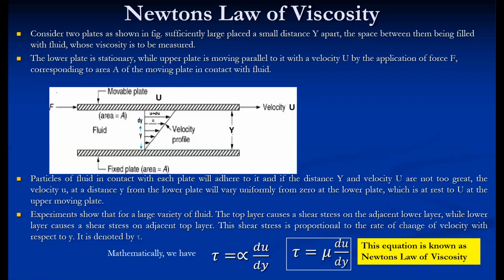This equation is generally valid if the distance between two plates, the distance between two surfaces, is not too great, and also the velocity is very low. Under these circumstances only, this equation is valid. For larger distances and larger velocities, this particular equation may not give accurate values of either shear stress or the dynamic viscosity as well.